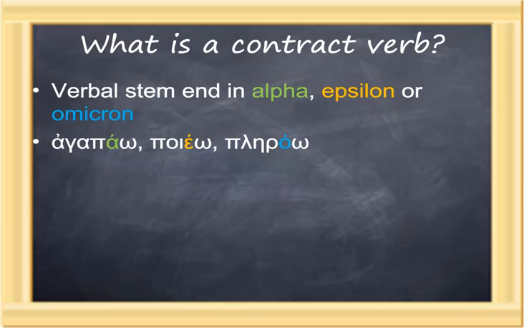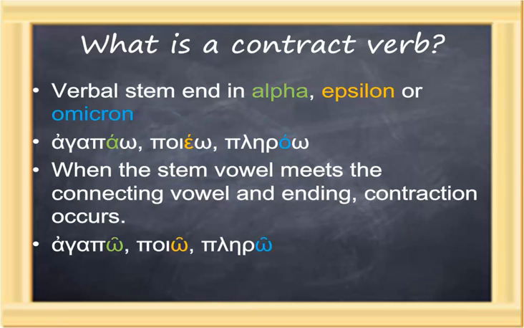So what is a contract verb? A contract verb is a verb where the verbal stem, the present stem, ends in an alpha, epsilon, or omicron. The 3 paradigm examples are agapao, notice the alpha, poieo, notice the epsilon, and pleroo, notice the omicron. Please notice them now because of what happens when they actually occur in usage.